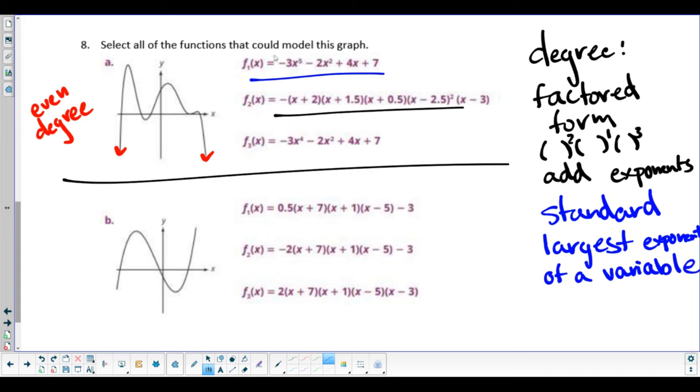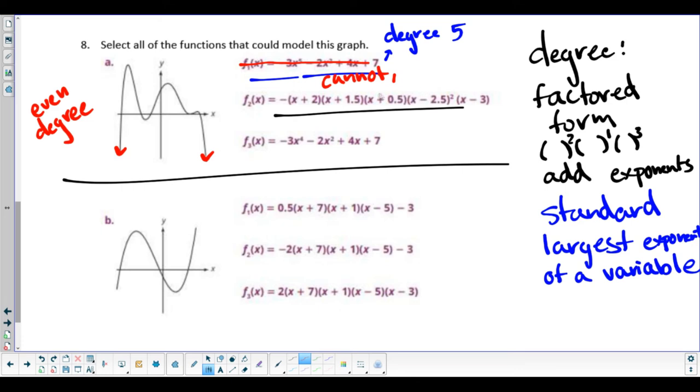So let's take a look at this first one right here, f1 of x, okay? I can see, if I skim through this, I'm looking at, for standard form, the largest exponent, and I can see right here that it's a 5, right? This number is a 5, which means that if the largest degree or the largest exponent of a variable is 5, that means that this is a degree 5 polynomial. But wait, we already said 5 is not an even number, it's an odd number. So this one cannot be. This cannot be.